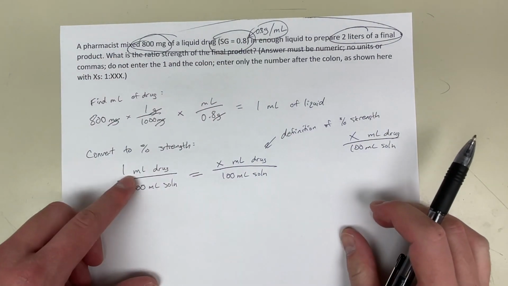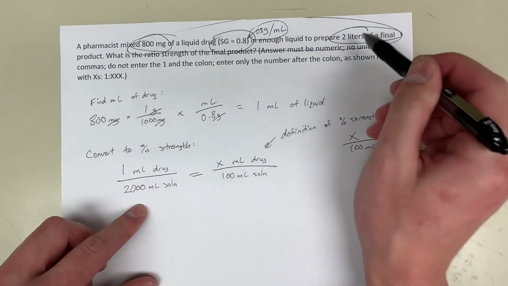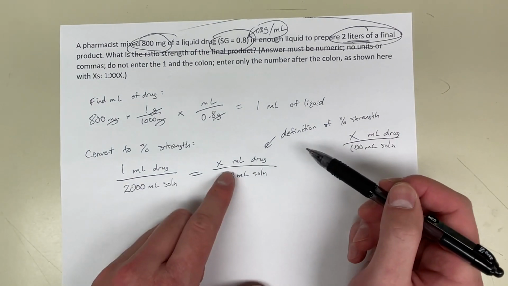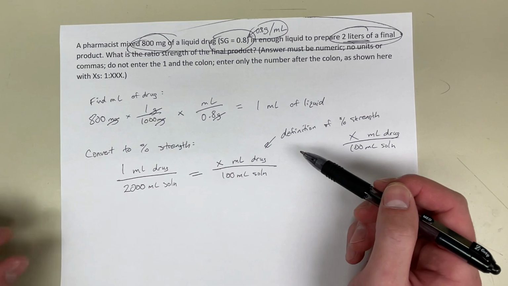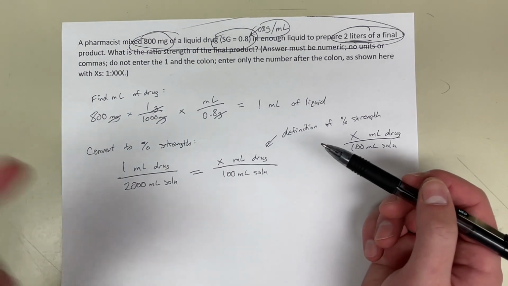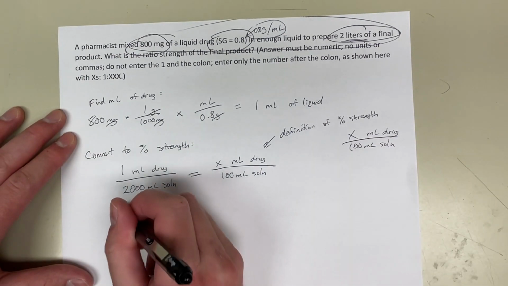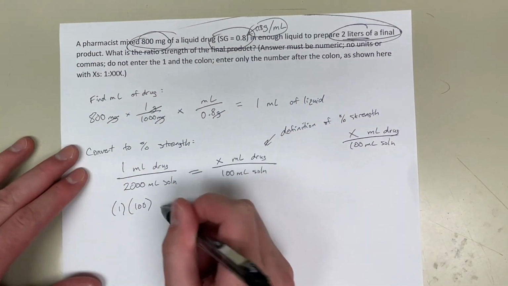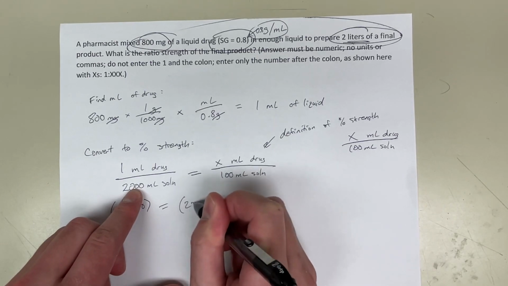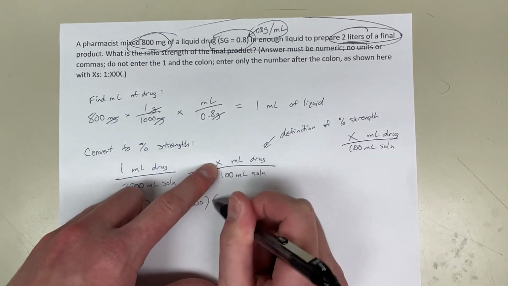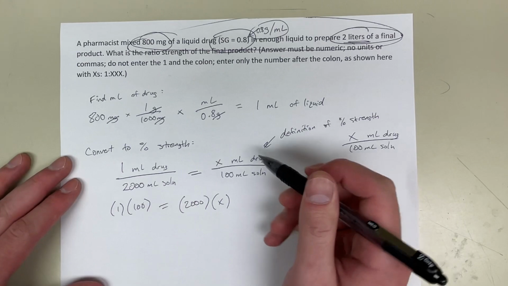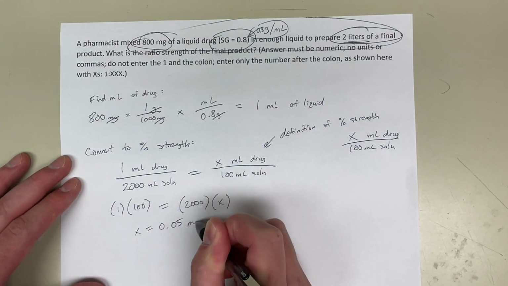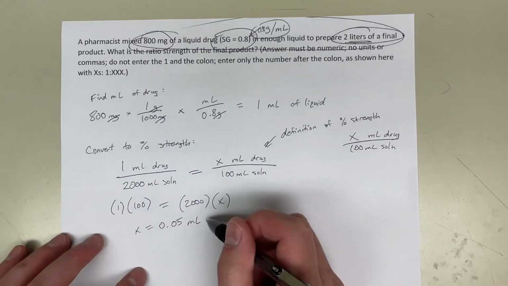So that's why I'm force setting what I just calculated, the 1 milliliter in 2,000 milliliters of the solution, to find my percent strength by trying to find this X. So I'm just going to cross multiply to find my answer. 1 times 100 equals 2,000 times X. And then I solve for X, and my X equals 0.05 milliliters of the drug.